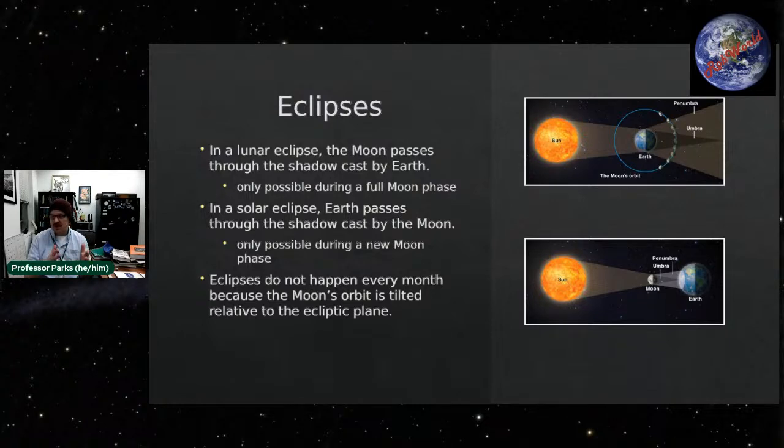So you've got two major types. You've got a lunar eclipse, and that is when the light from the moon appears to go away for a short period of time. And then you have a solar eclipse, where the light of the sun appears to go away for some manner of time.